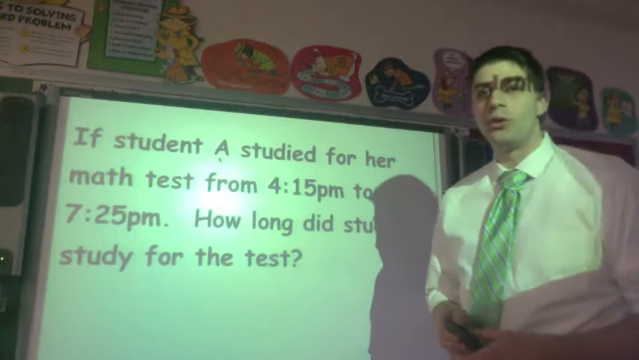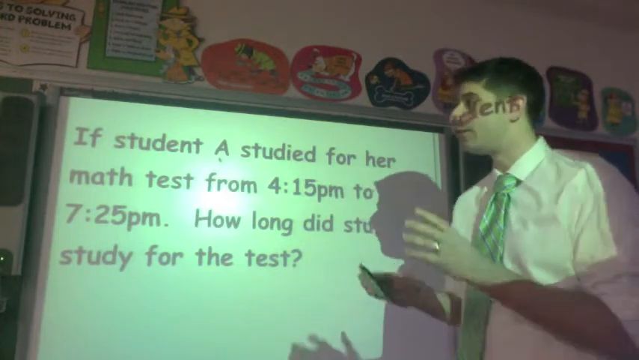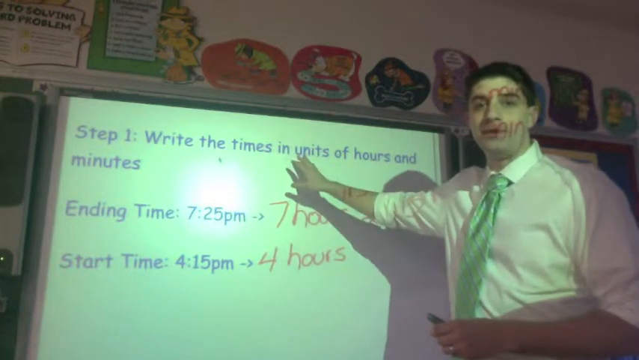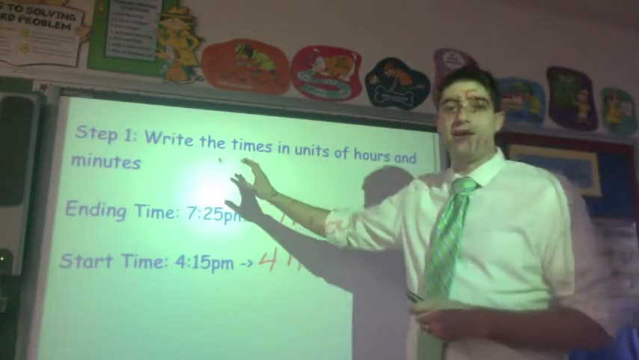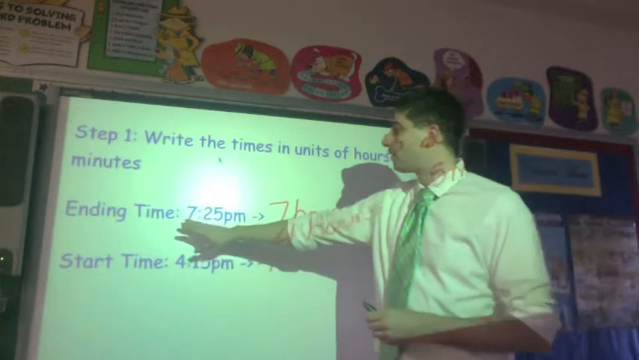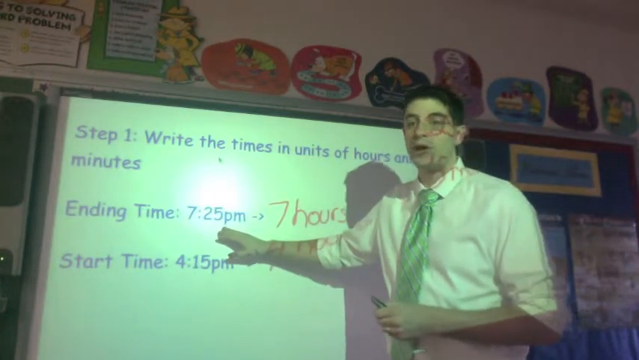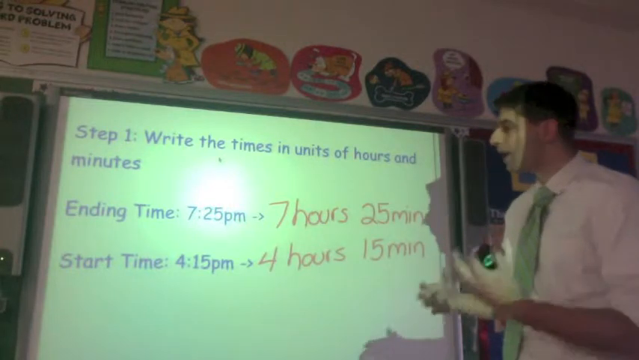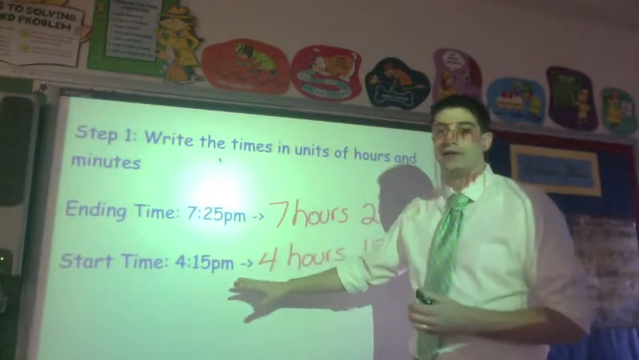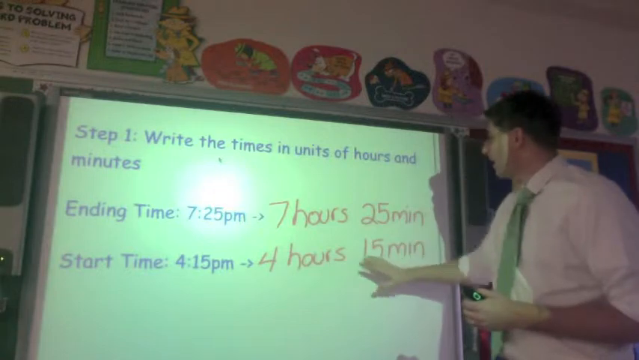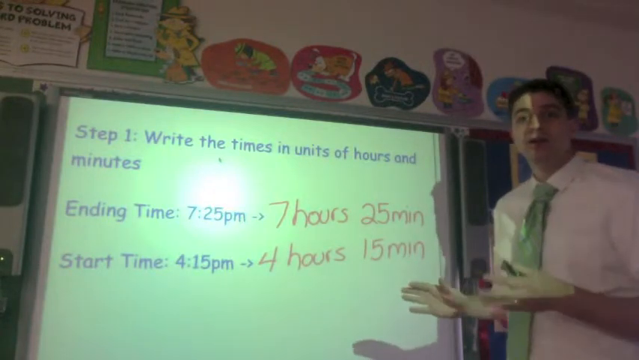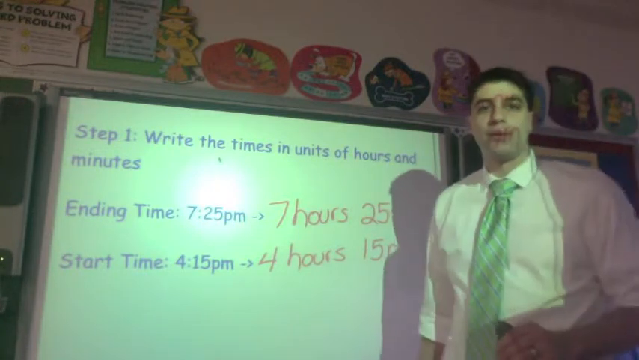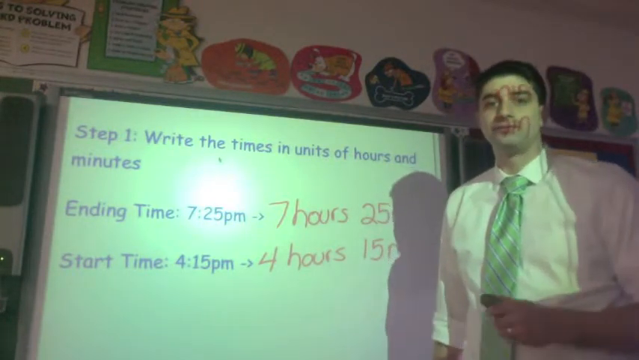Well, here's how we're going to solve that problem. There's two steps to solve this particular problem. Step one is to write the times in units of hours and minutes. So we know our ending time was 7:25, so we're going to write 7 hours and 25 minutes here. And our start time was 4:15, so we'll put 4 hours and 15 minutes here. Notice how we lined up our hours and how we lined up our minutes. That's going to come in play for the next slide.